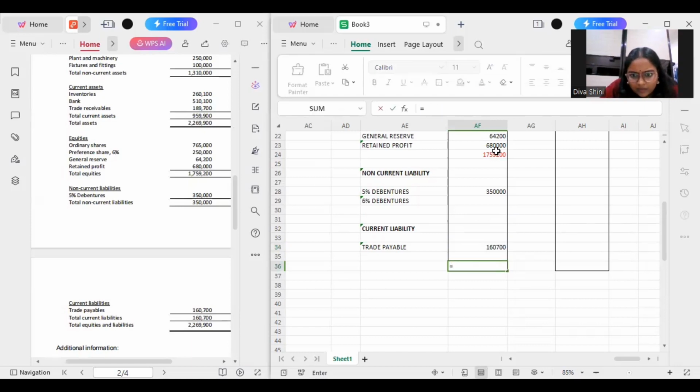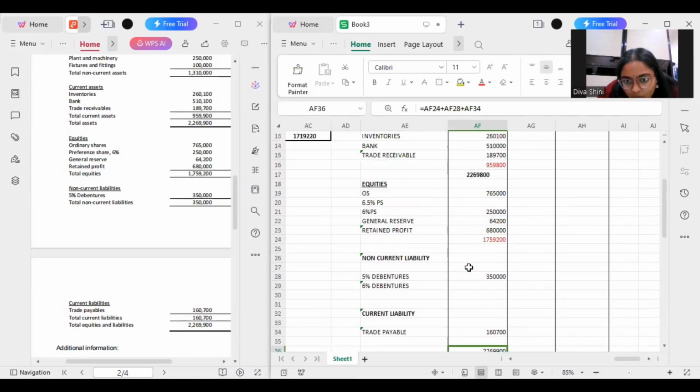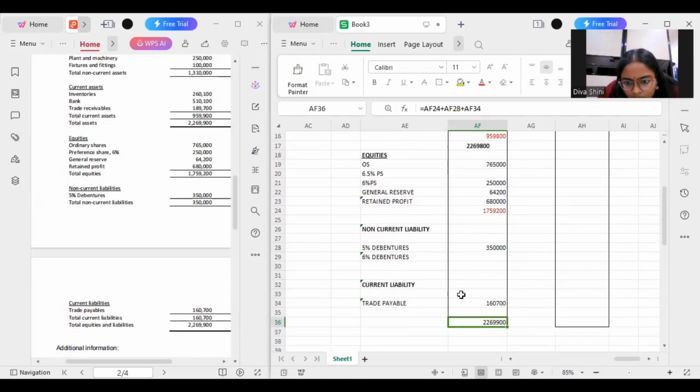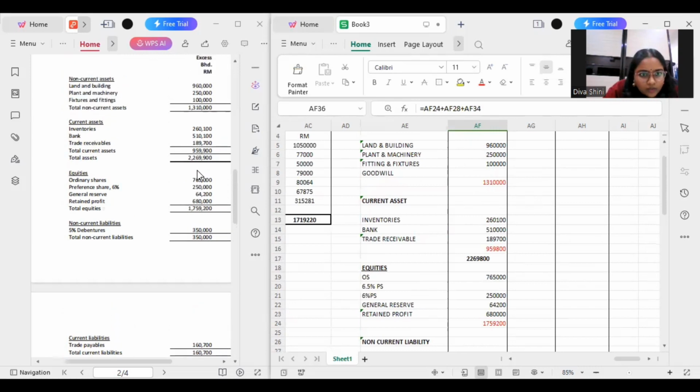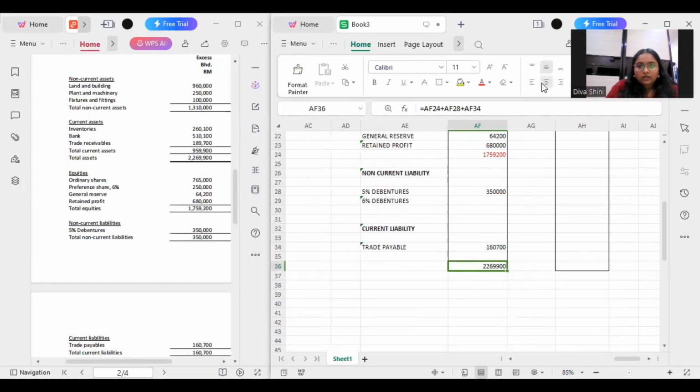So we need to calculate this plus trade payable, and we will get 2,269,900. 700,5,000, 680, 264,200. Sorry, I wrongly input a number. 260, 510, oh, 100. I forgot to add 100. And that has been tally.